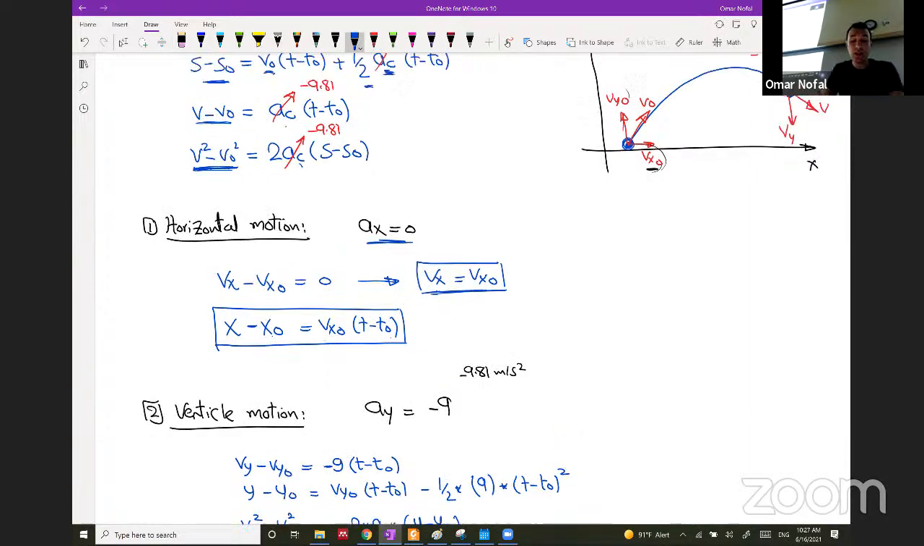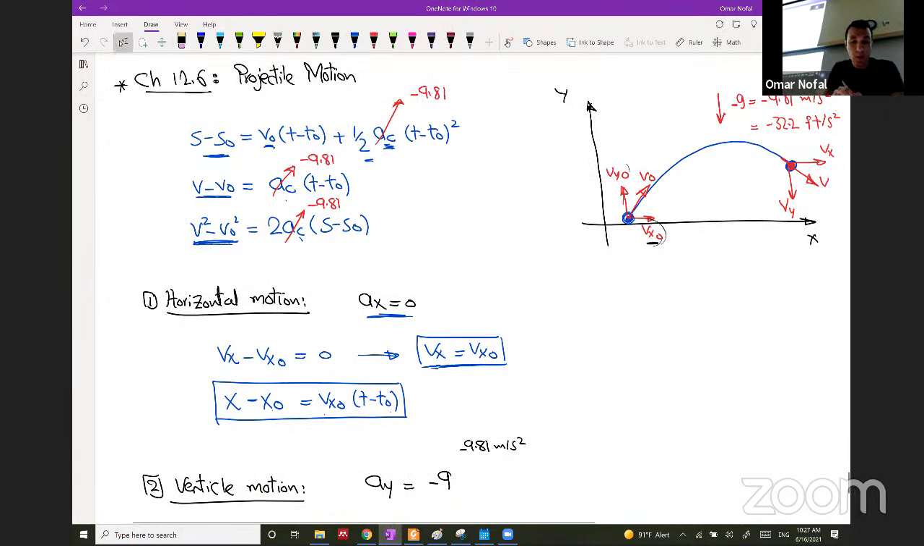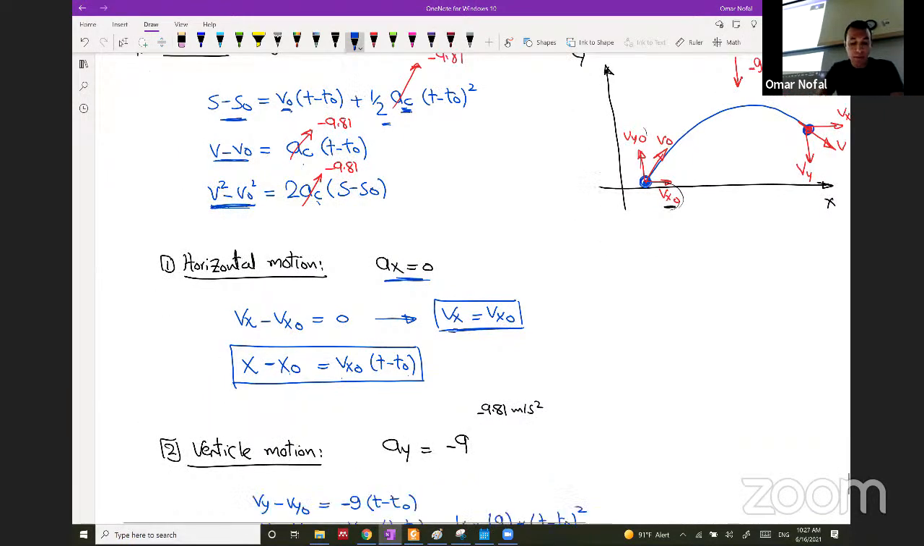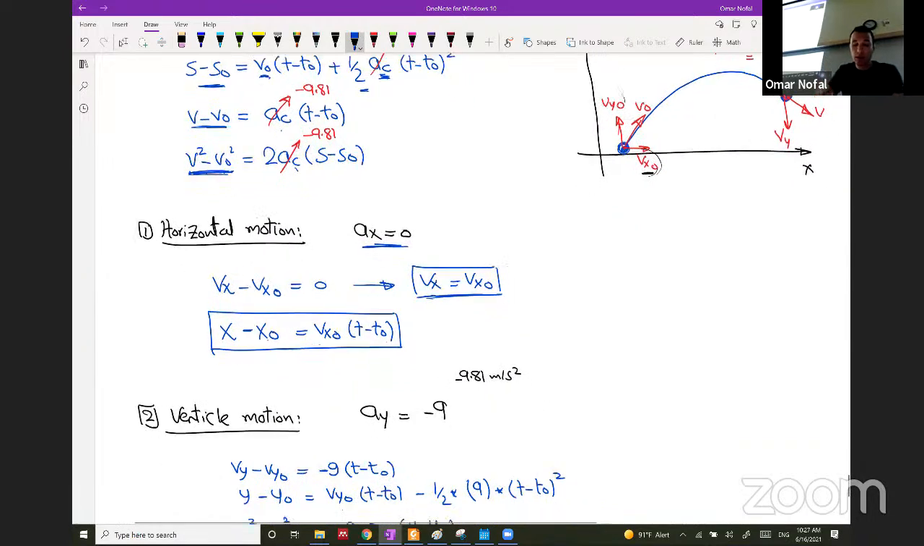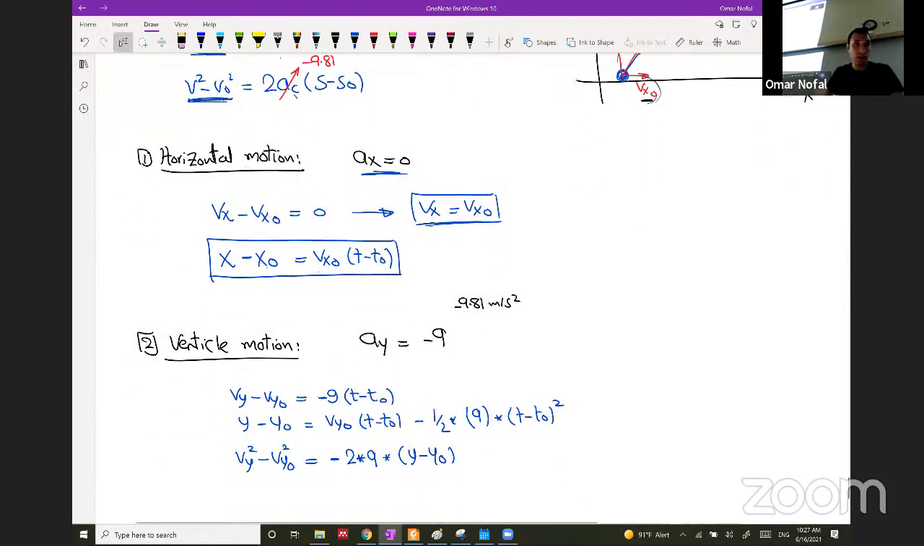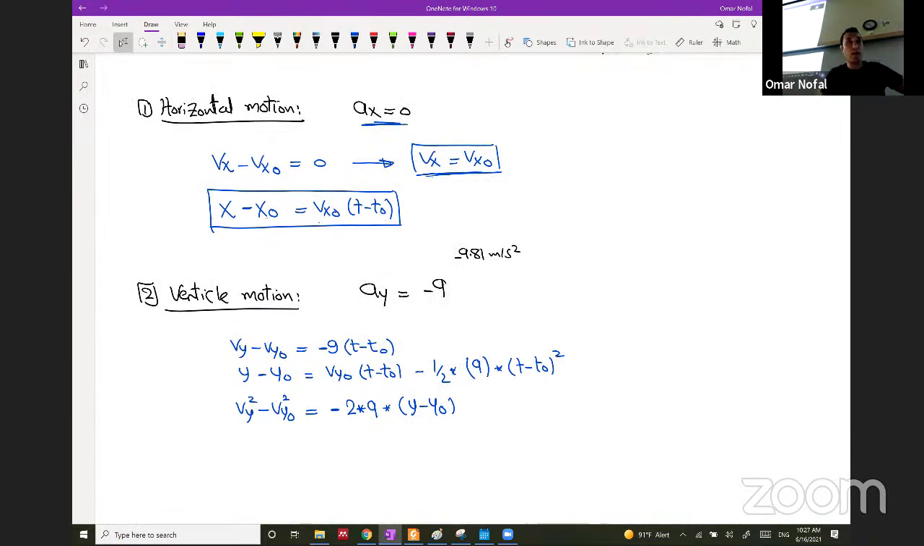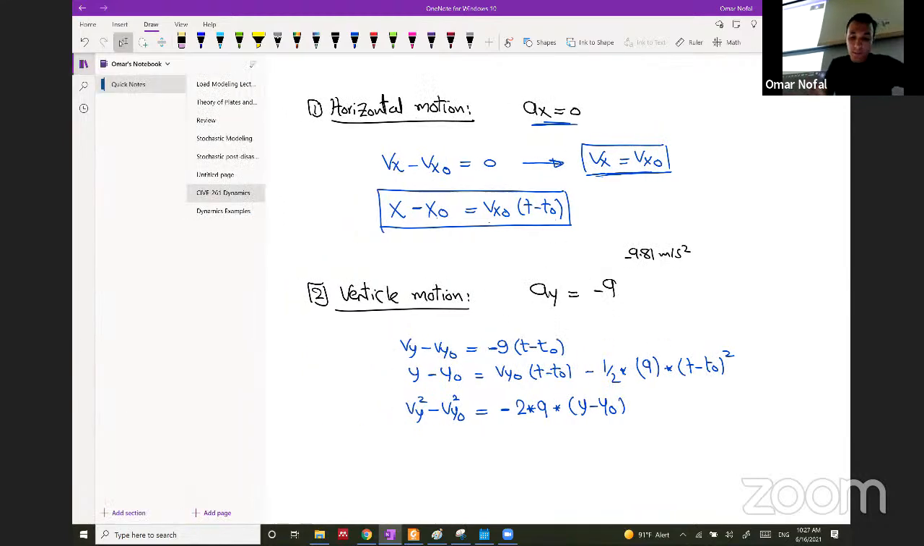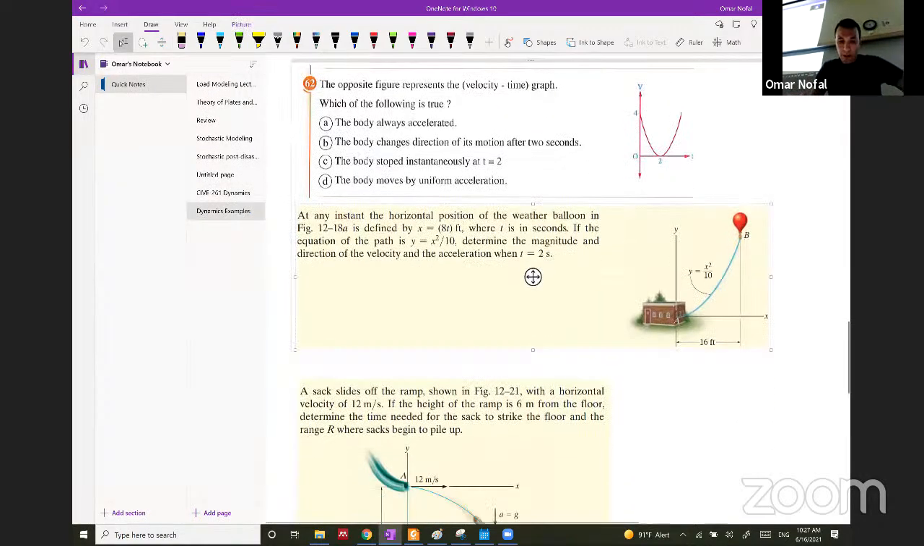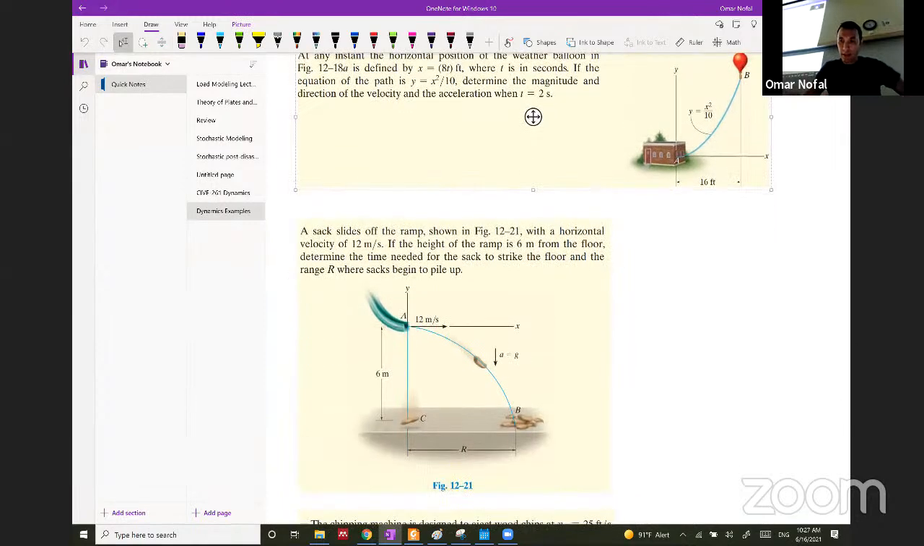So what we did is write these equations for the horizontal and vertical motion, and we can solve the x direction separately from the y direction. So let's see an example of how we can apply this. Let's get this example.